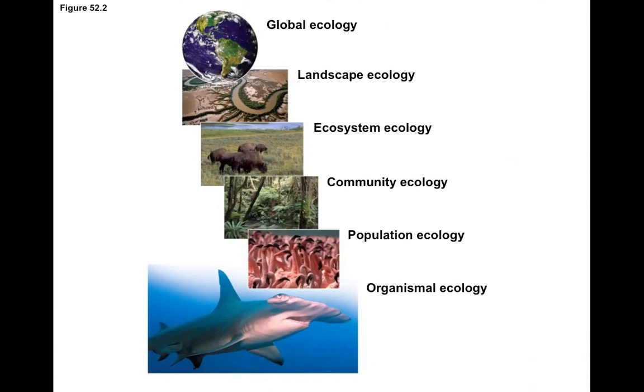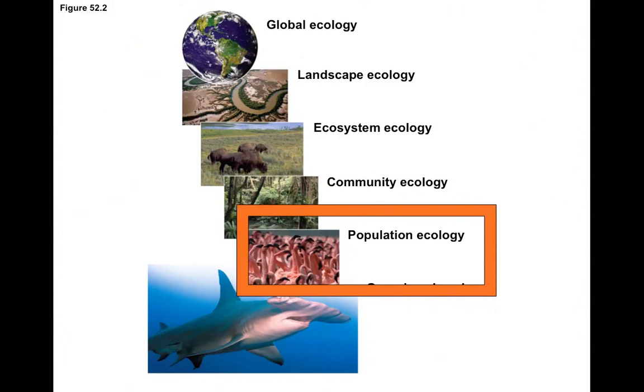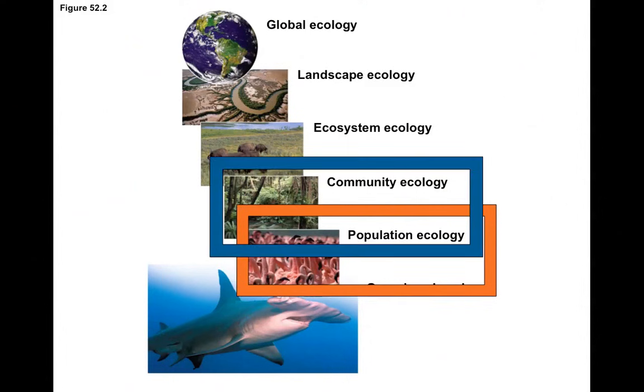So as we can see again in this slide, it's kind of a nested approach. You can look at the very, very coarse scale, looking at the entire planet. You can look at the molecular and finer scales in organismal ecology. And we're just going to talk, for our purposes, and get our feet wet with the level of population ecology in this chapter, and in the next chapter, community ecology.